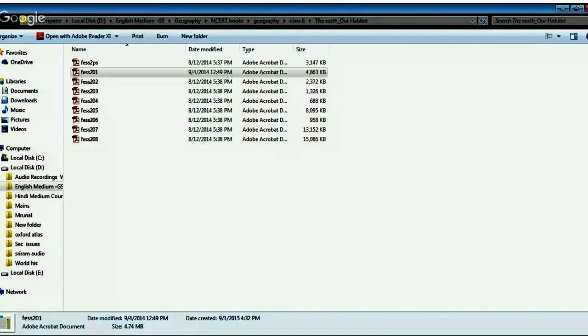So this is the completion of the first chapter of NCERT Class 6 Geography. If you see the exercises, how does a planet differ from a star? See, the planet doesn't have its own energy source. It needs to depend on the star for energy, like Earth is dependent on the Sun for solar energy.